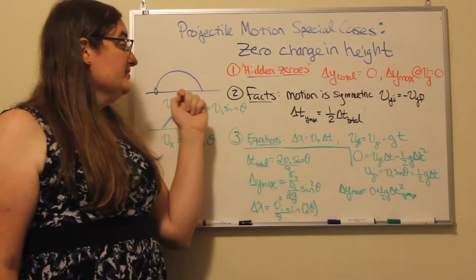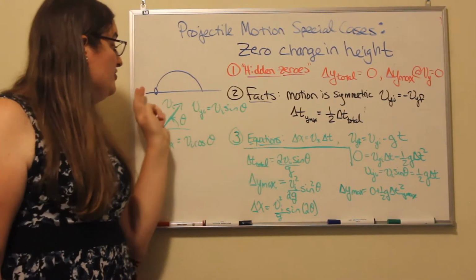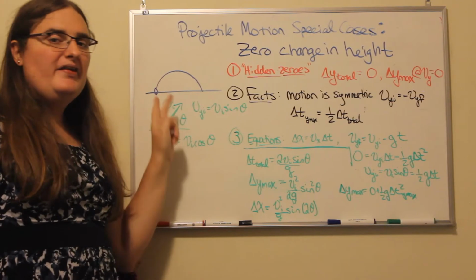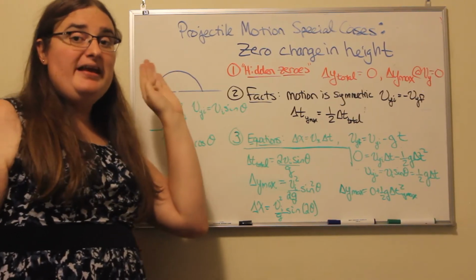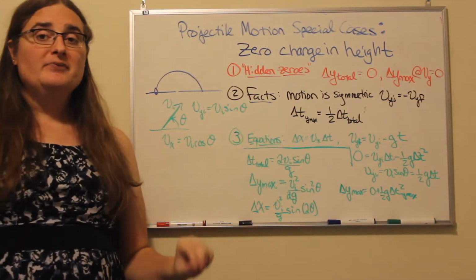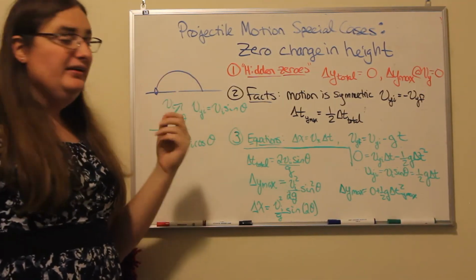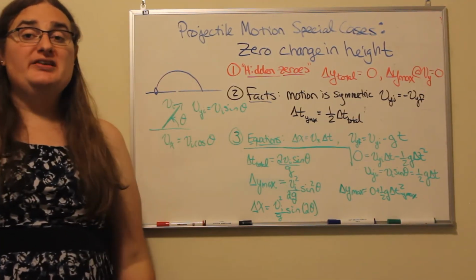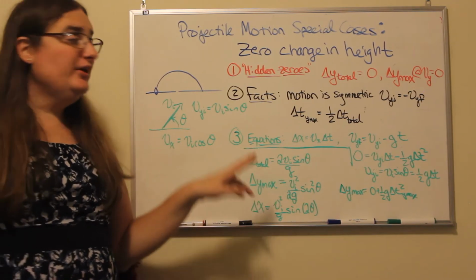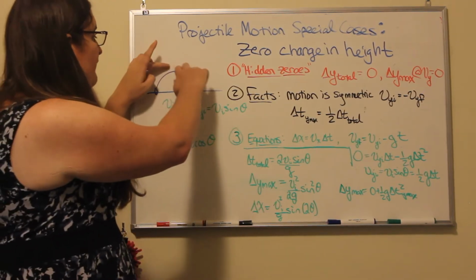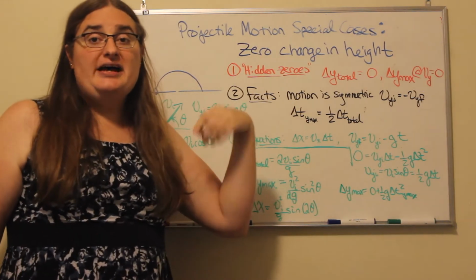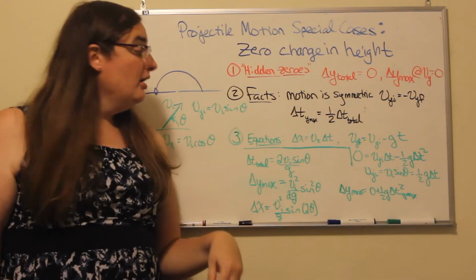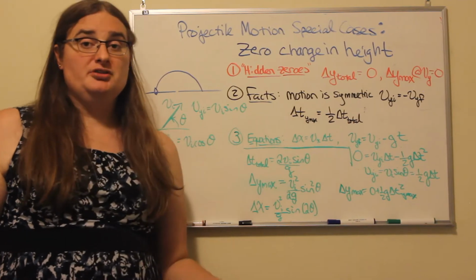And because the motion's symmetric, if you know the total time, then the time to get to the maximum point is going to be half the total time. And the maximum point is halfway between the two. So if we wanted to, we could think of an object sort of falling forward and backward in time in the first half and second half of its projectile motion.